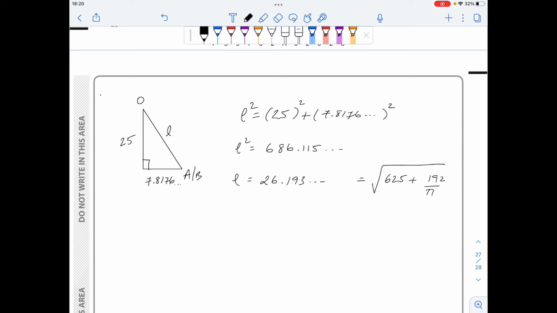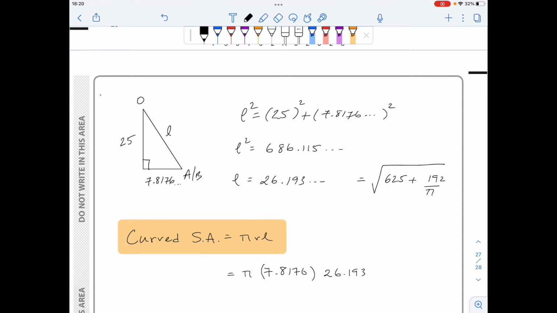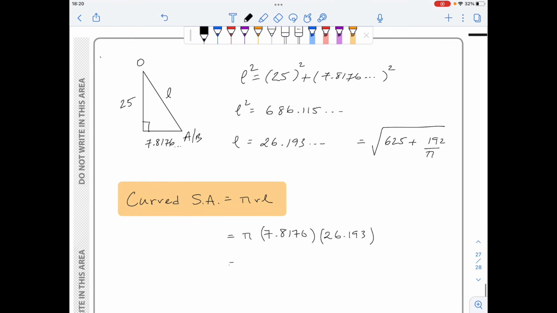Still working with the cone, let's find the surface area given by the following formula. This is equal to pi times the radius of the cone, which we found above, that's 7.8176, times L, which is 26.193, and this will give me an answer of 643.315722. And now let's move to the sector.